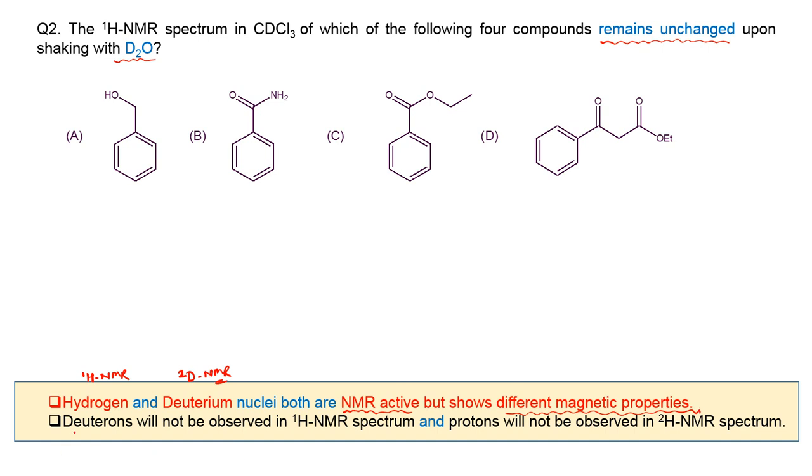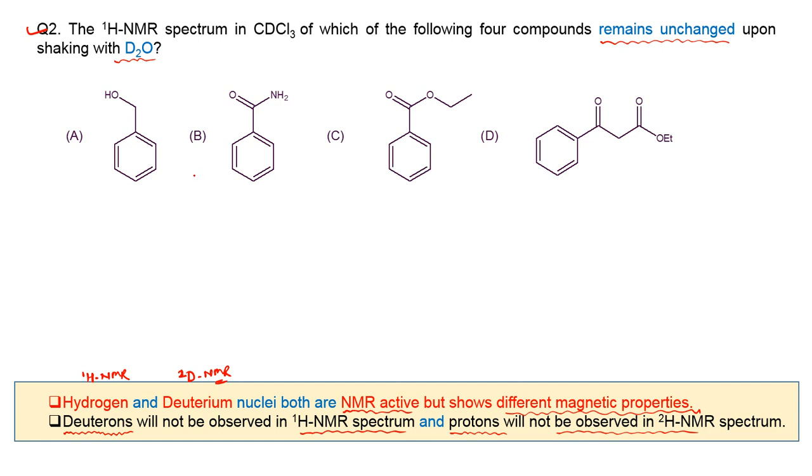If we substitute hydrogen by deuterium, it will not be observed in the 1H NMR spectrum. And if we take a deuterium spectrum, the protons will not be observed in deuterium NMR spectroscopy. So this is the basic understanding about D2O exchange and how it will be helpful to assign the exchangeable protons in NMR. Now the question is, we have four compounds, and out of these we need to identify a compound that does not show D2O exchange.